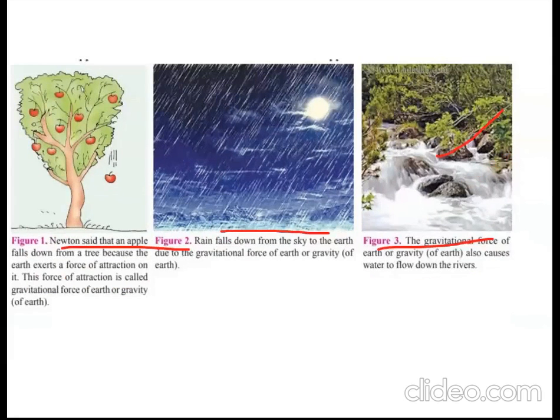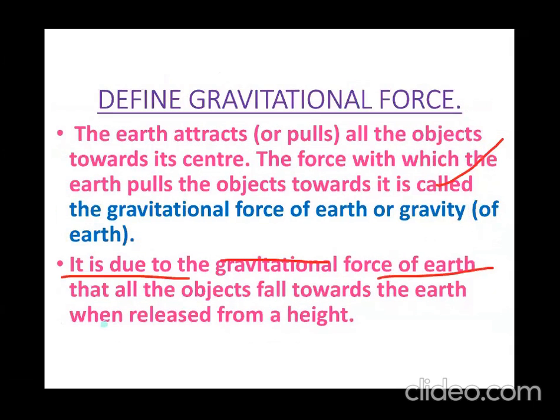So let's see what this gravitational force is, or how we can define gravitational force. Now this is clear that gravitational force is the force of attraction which is exerted by earth. Who exerts it? Earth exerts it on all the objects, right? And by this force, the earth pulls the object towards its center. It pulls the object towards itself. Earth pulls objects towards itself. That force we will call, beta, the gravitational force of earth, or we can also say gravity.